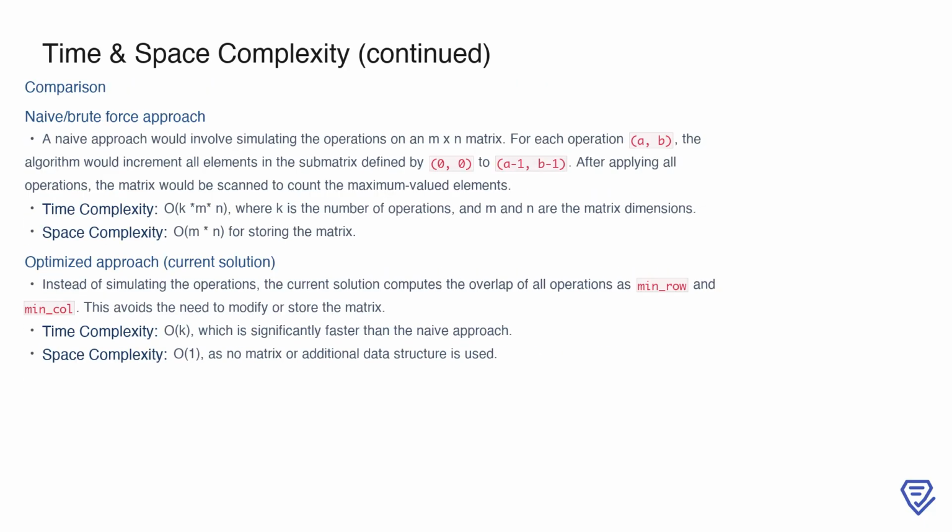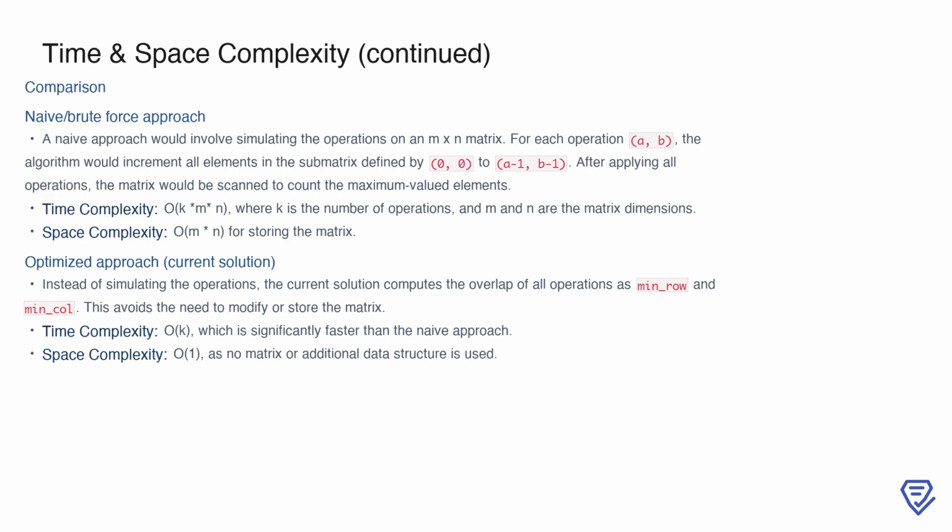When comparing this optimized approach to a naive, brute force solution, the differences become clear. In a brute force approach, we would simulate the operations directly on an M by N matrix. For each operation, A, B, we would increment all elements in the submatrix defined by (0, 0) to (A-1, B-1). This would require iterating over potentially large portions of the matrix for every operation, leading to a time complexity of O(k * M * N). Additionally, storing the matrix would require O(M * N) space, which can be prohibitive for large inputs.